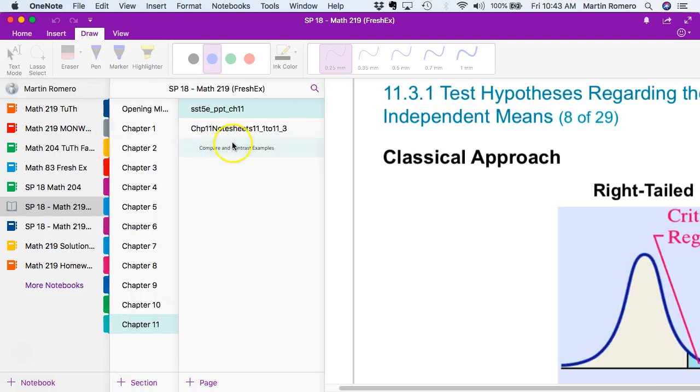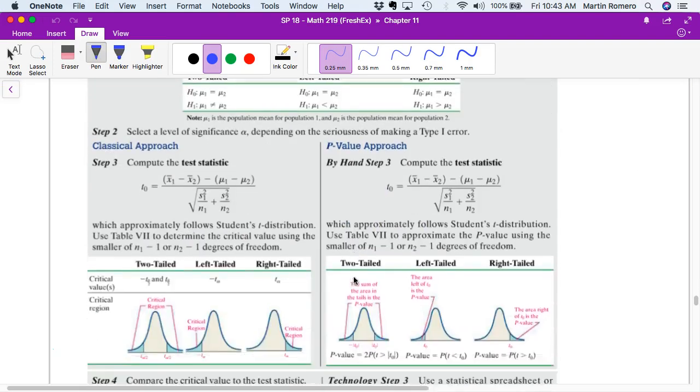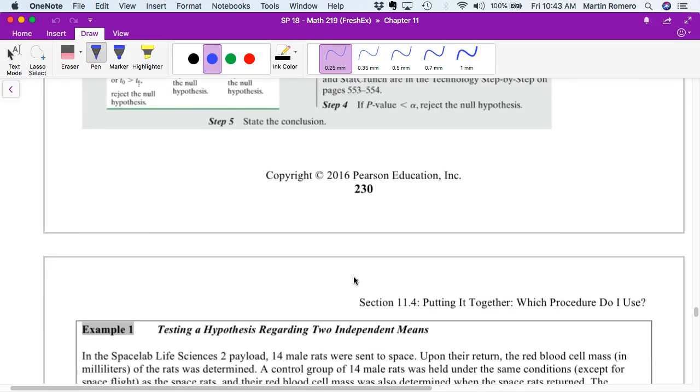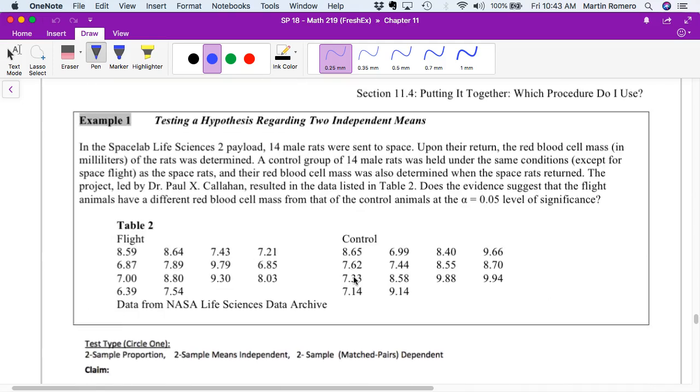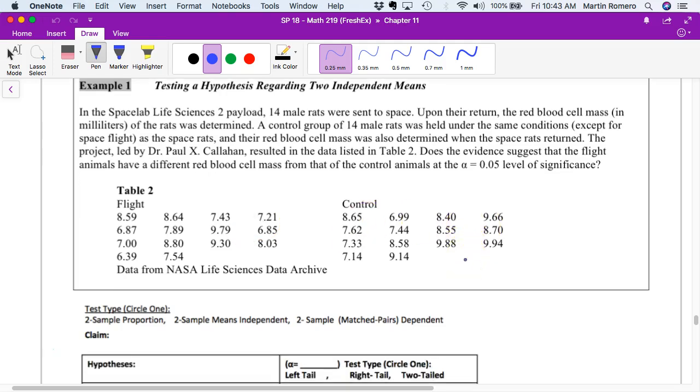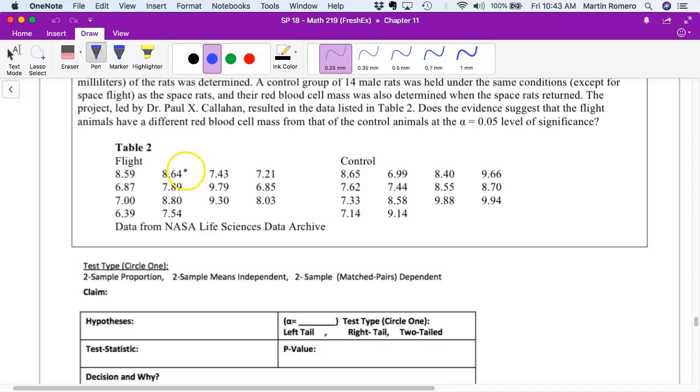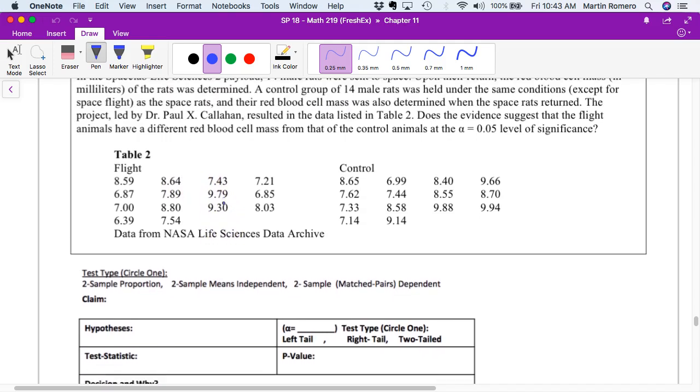So let's go ahead and do our first example here. Here are the steps. You can read through them, but they're what we've had before. Here's the first situation. We have a space lab, life science. Payload 14 male rats were sent to space. Upon the return, the red blood cell mass of the rats was determined. A control group of 14 male rats was held under the same conditions as the space rats and their red blood cells determined. And so they're trying to see if there's a difference between those who were in the flight and those who stayed home, but under the same conditions, to see if being in space affects them. Here's the data for them. And so we're going to run the hypothesis test on them.